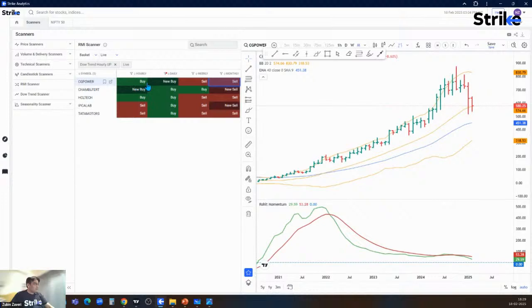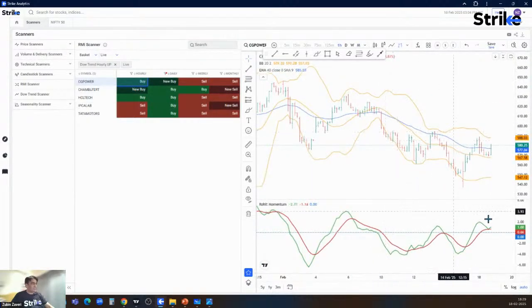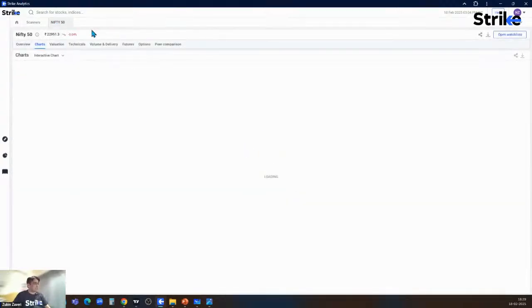So let's look at CG power on the hourly chart. So yes, we have RMI. Now before going ahead over here, let's also look at what is RMI. So you can see that there are these two lines over here. Let me check Nifty first and explain what is RMI.